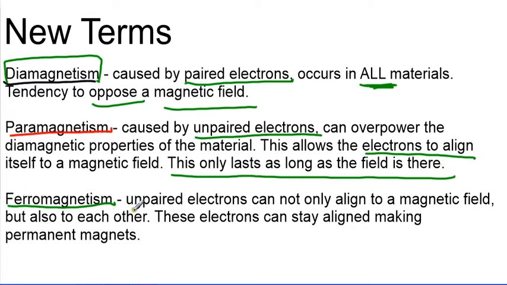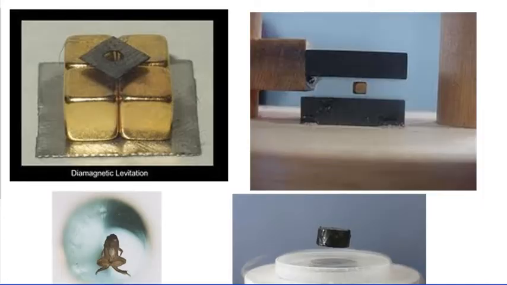Ferromagnetism, on the other hand: not only can these unpaired electrons align to the magnetic field, but they can also align to each other. That's what's critical for ferromagnetism, which means that these electrons can stay aligned, making what we call permanent magnets.